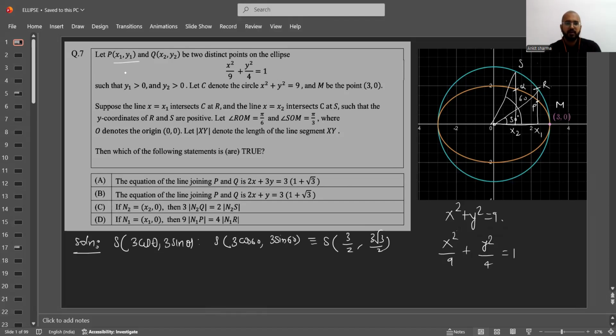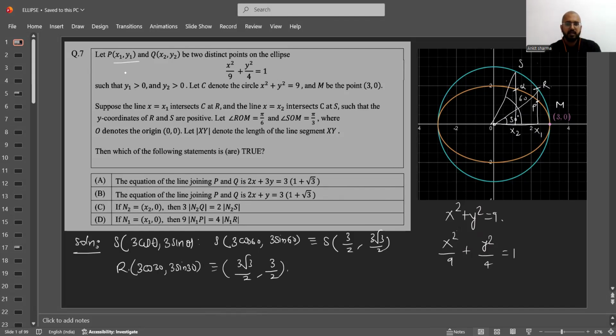And then I also have to find R. So point R is again on the circle, but the angle here is different. So again, I'll take 3 cos 30 and 3 sin 30. This gives me 3 cos 30 meaning 3 root 3 over 2, and 3 sin 30 meaning 3 over 2. So we got both the points. Now, once I got S, that means I got my point x2 also here.